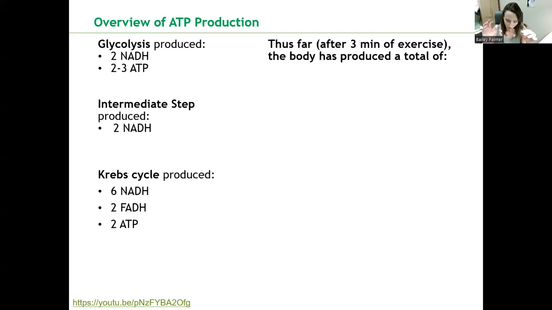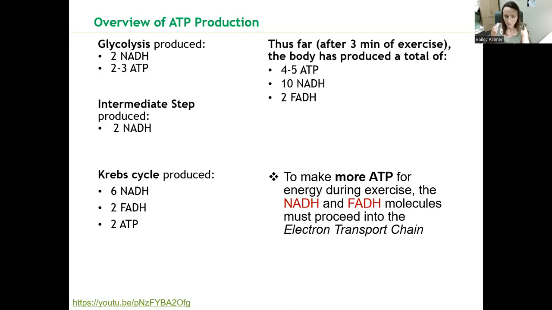So thus far, I want you to think of it as we just started aerobic metabolism. So we're in that 2 to 3 minute mark of exercise at a pretty low intensity from 1 glucose molecule. This is what the body has produced. So now we have to take the NADH and the FADH and make more energy, because this is not sufficient. We need more. And so in part 2, the electron transport chain explains how we're making more ATP from these two hydrogen electron carriers. And so that will be explained.